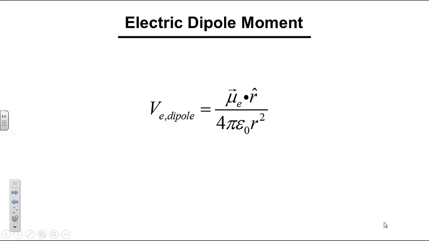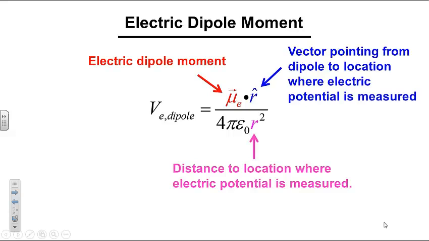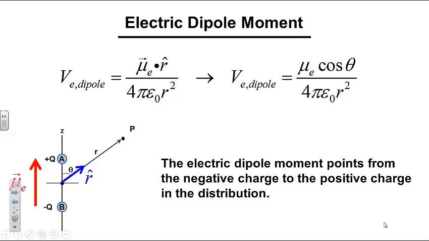Here is the equation for the dipole term in the multipole expansion of the electric potential. The electric dipole moment is denoted as mu sub e. The unit vector r hat points from the dipole to the position where the electric potential is measured, and the variable r is the distance from the dipole to that position. The electric dipole moment is a vector that points from the negative charge in the dipole to the positive charge in the dipole. We can also express the equation for the dipole term using the angle theta shown in the figure.